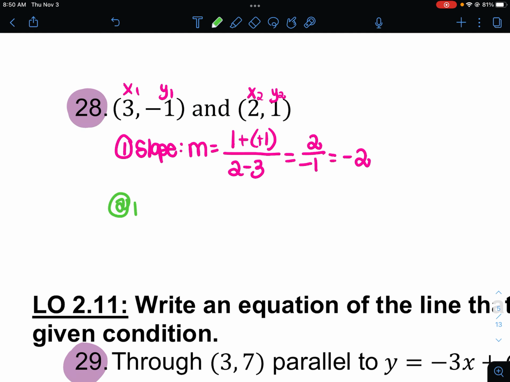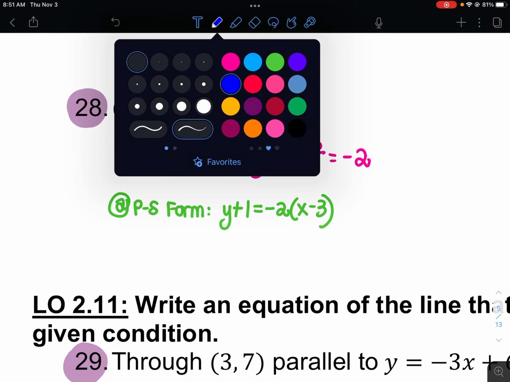Step number 2, plug into point slope form. It does not matter which point you choose to plug it in with your slope. I'm just going to choose the first one. So I have my points labeled x1, y1. It's going to be y minus a negative 1, which changes that to a positive, and then equals negative 2, my slope, and then x minus 3. That is point slope form.